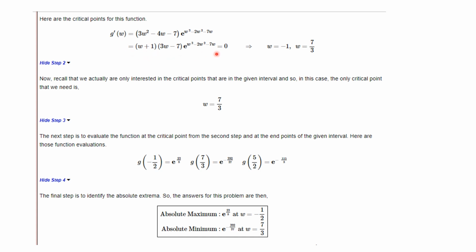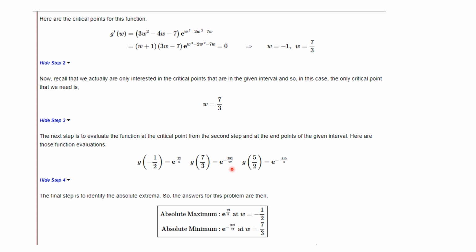Now we realize that the exponential is never 0, so I can divide both sides by that, and I'm going to look at, well, when are these factors equal to 0? So I get critical numbers that would be either negative 1 or 7 over 3. Only 7 over 3 is in the interval that we're interested in, so w equals 7 over 3 is our critical number. We do have to test the endpoints of minus 1/2 and 5/2 to determine what happens at those.